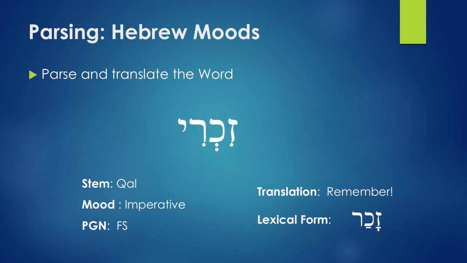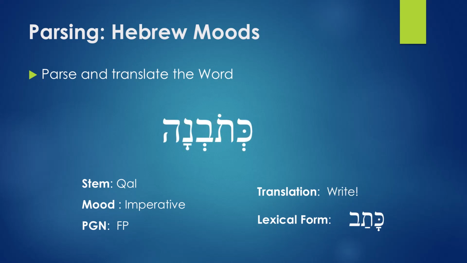Next we have the word zikri. The stem is qal, the mood is imperative. Gender and number you have feminine singular. That I, when you check on the imperative, you find this form appearing on feminine singular. How to translate it? You look at first where it's coming from. It's coming from zakar. Zakar means he remembered, to remember. So translation becomes remember.